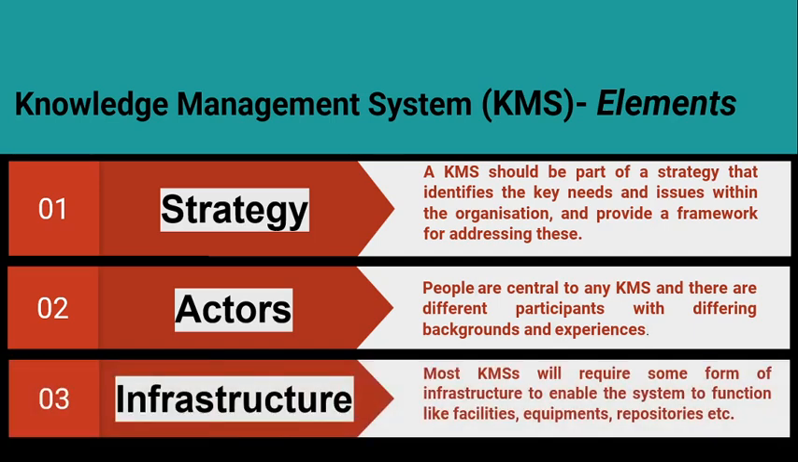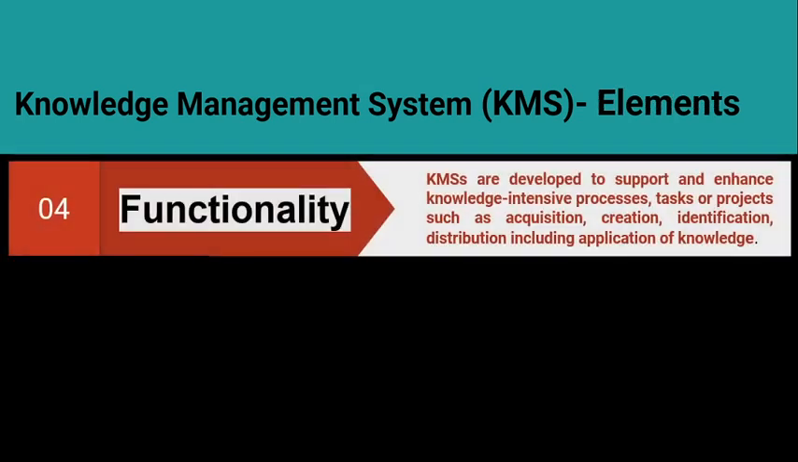Third, the infrastructure. Right? Most knowledge management systems will require some form of infrastructure to enable the system to function, like the facilities, the equipment, the repositories. Right? So next, number 4, functionality. Knowledge management systems are developed to support and enhance knowledge-intensive processes, tasks or projects such as acquisition, creation, identification, utilization, distribution, including the application of knowledge.